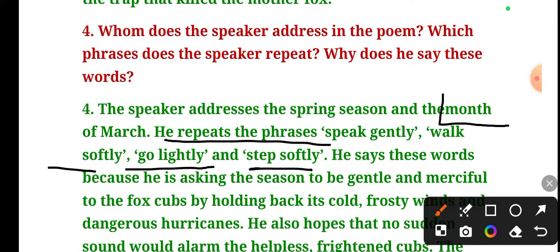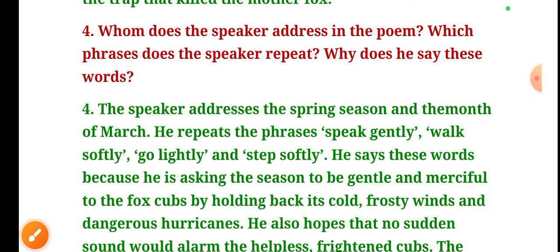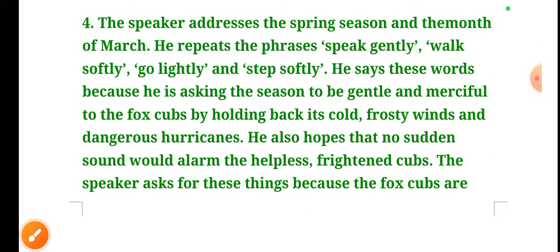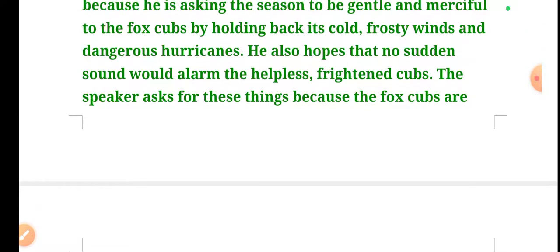He says these words because he is asking the season to be gentle and merciful to the fox cubs by holding back its cold, frosty winds and dangerous hurricanes. He also hoped that no sudden sound would alarm the helpless, frightened cubs.